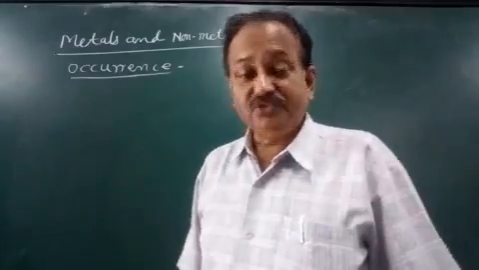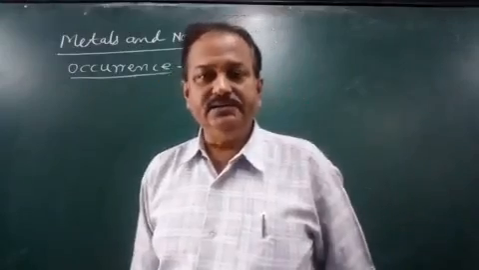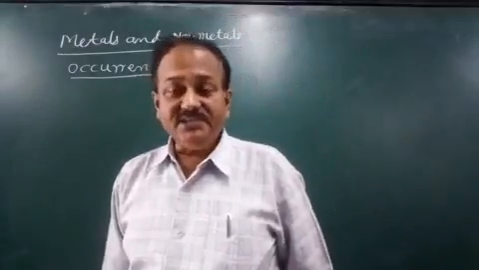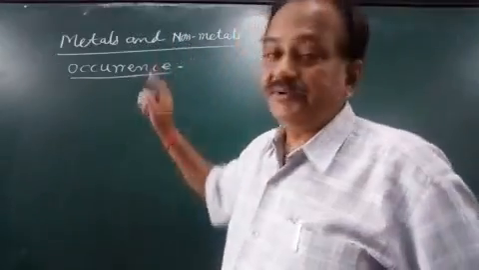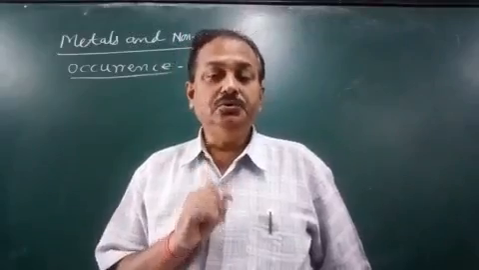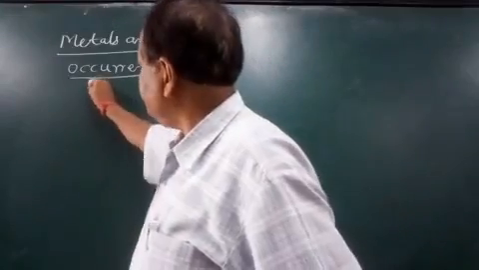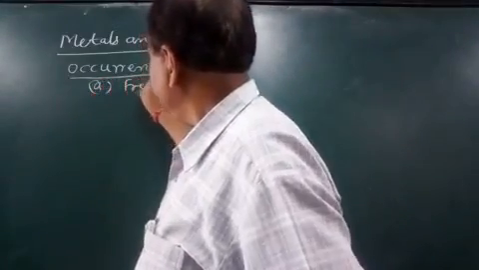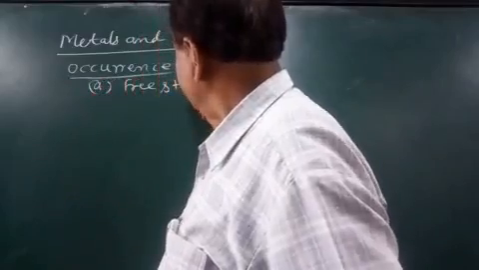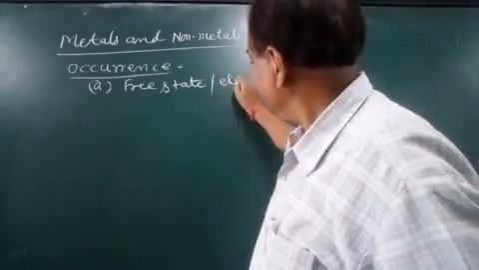Going to explain some very basic points about the metals and non-metals. So I will start with the occurrence, that is, where metals are found. Metals are found in two states, and the first state is the free state. Free state is also called the elemental state.